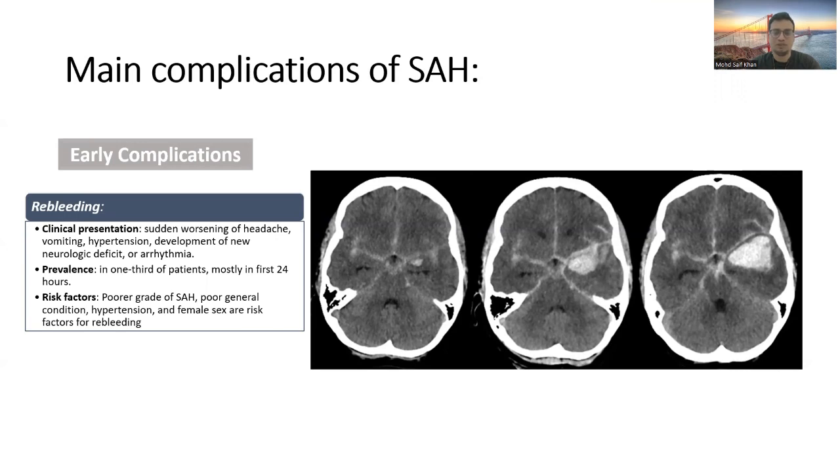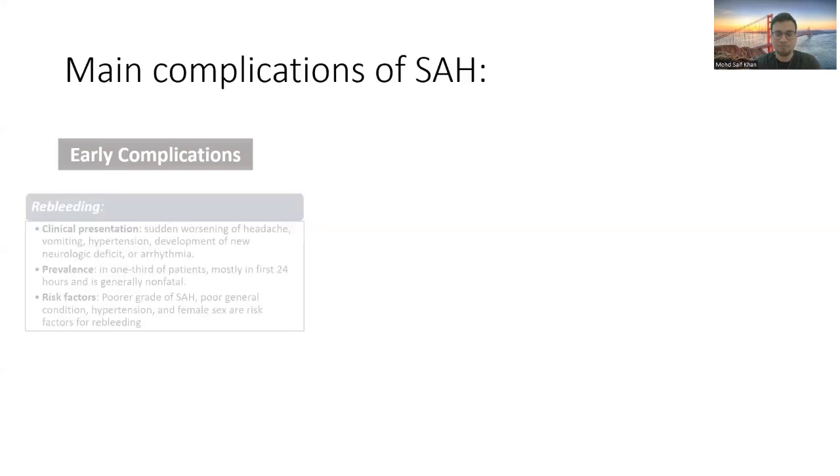Now, what are the risk factors of rebleeding? The poorer the grade on CT scan of SAH, that is Fisher's grading, modified Fisher's grading, the higher the grade, the more the chances of rebleeding. The poorer the general condition of the patient, the more the chances of rebleeding. Apart from that, hypertension and female sex are also risk factors for rebleeding, and that is the reason hypertension has to be prevented. Blood pressure control is a significant component in the prevention of rebleeding.